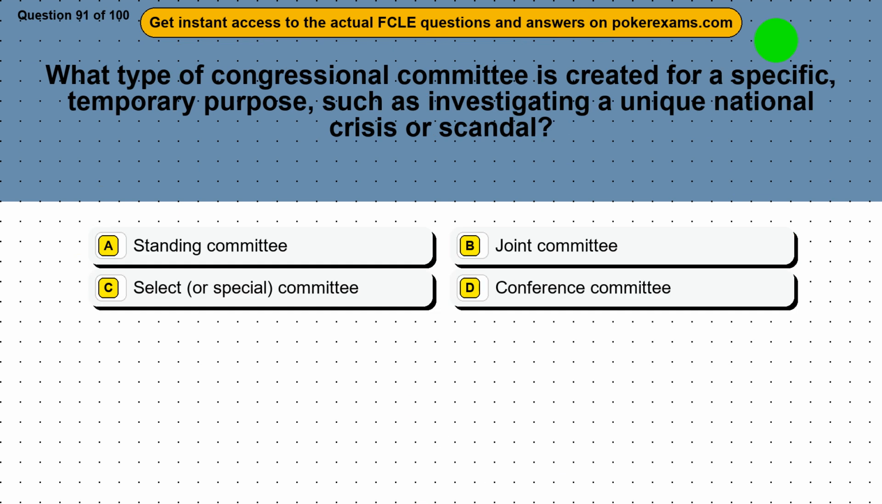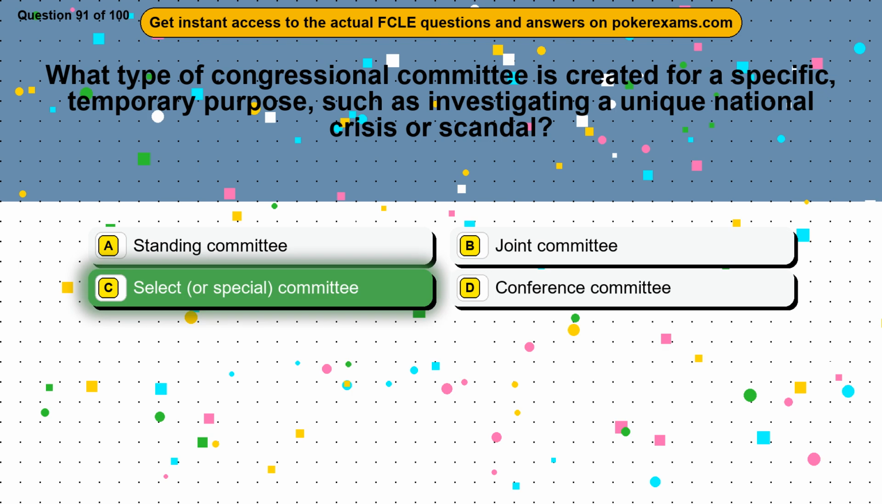Question 91. What type of congressional committee is created for a specific, temporary purpose, such as investigating a unique national crisis or scandal? Option A, Standing Committee. Option B, Joint Committee. Option C, Select, or Special, Committee. Option D, Conference Committee. The correct answer is option C, Select, or Special, Committee.